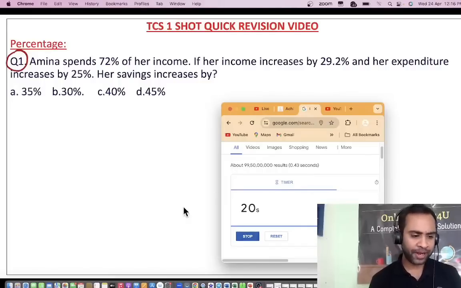So nobody is able to solve. See, in a similar way you will get the question in the TCS exam.